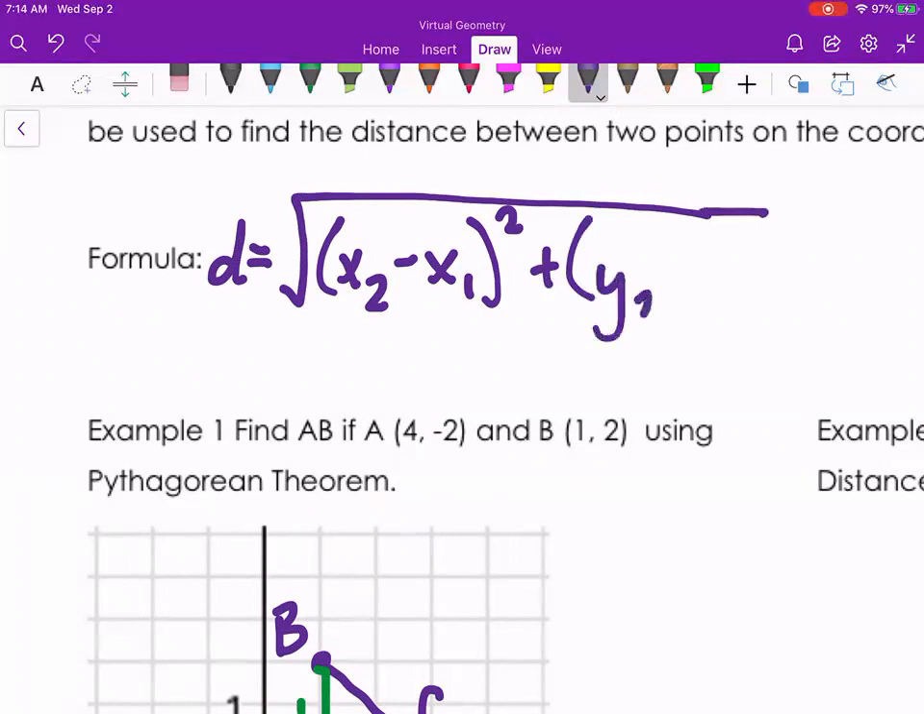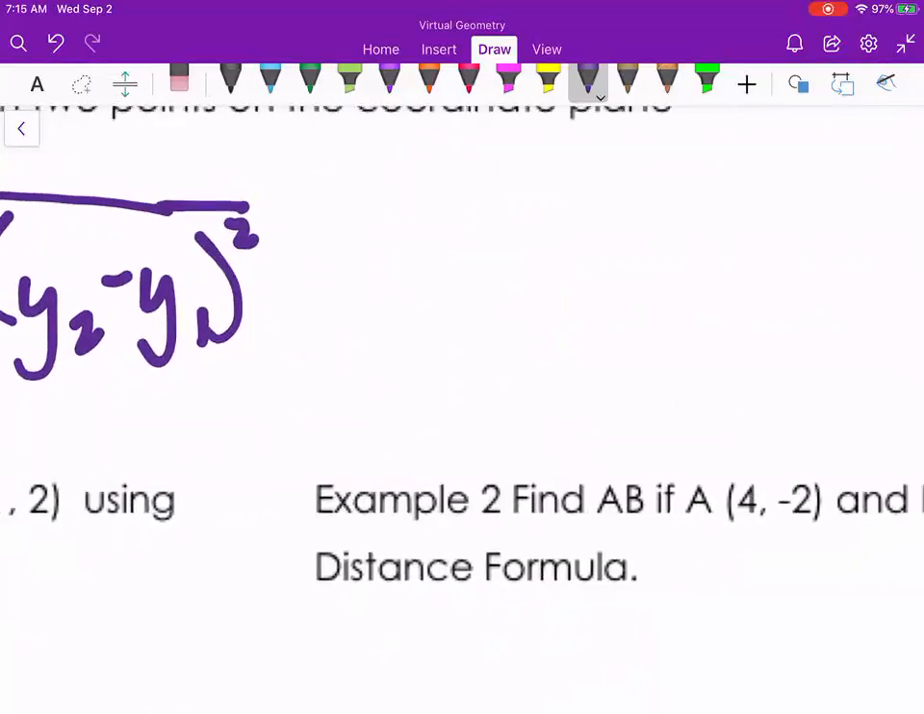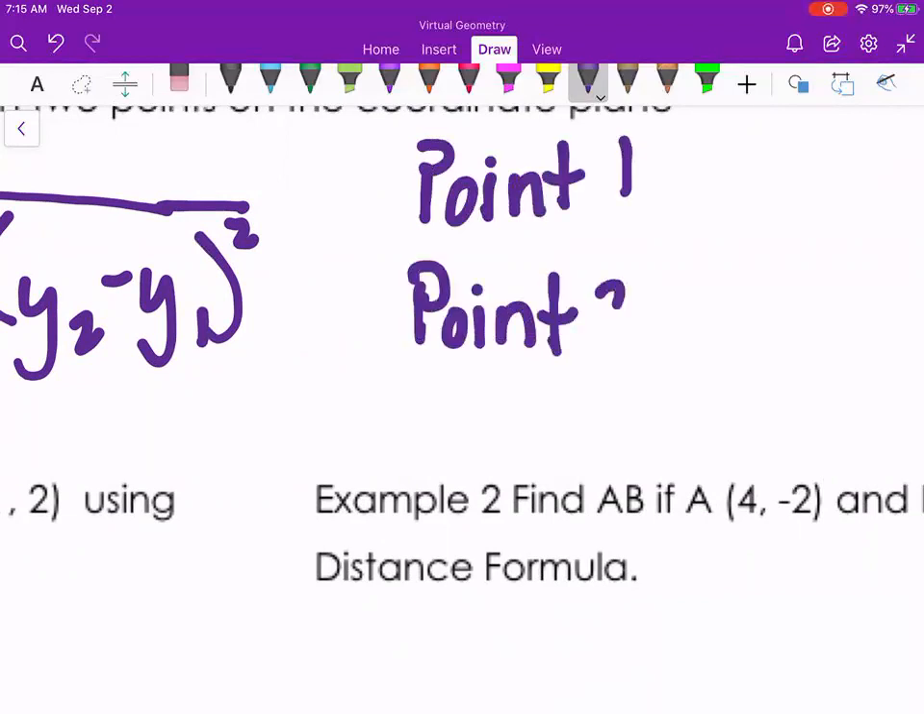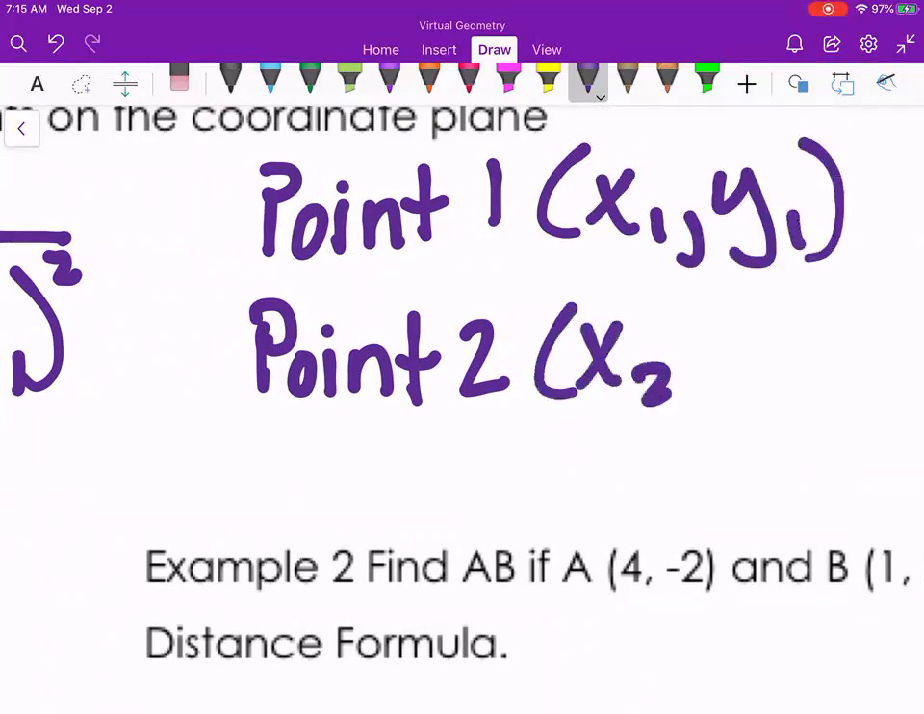Plus y sub 2 minus y sub 1, which looks kind of like b squared. Now, where are those x1s, y1s, x2s, y2s coming from? Well, if you remember your slope formula, we have 2 points, just like we did for Pythagorean theorem. And those 2 points are what represent x1 and y1, x2 and y2. Now, it doesn't matter which point you want to be which, you're going to get the same answer either way.